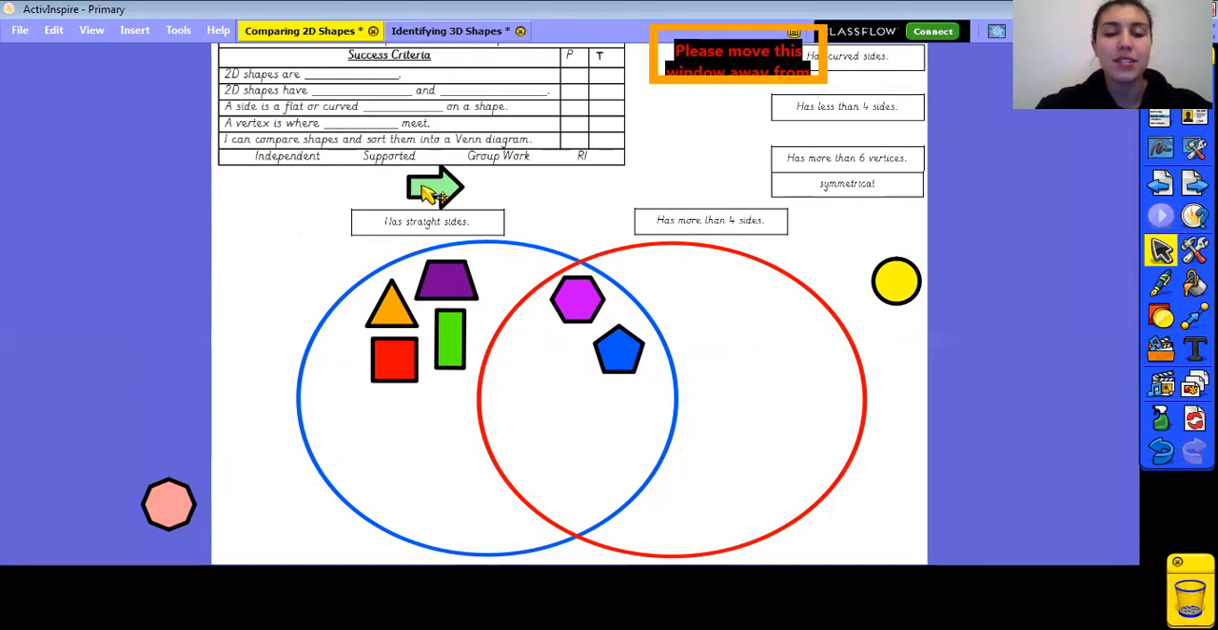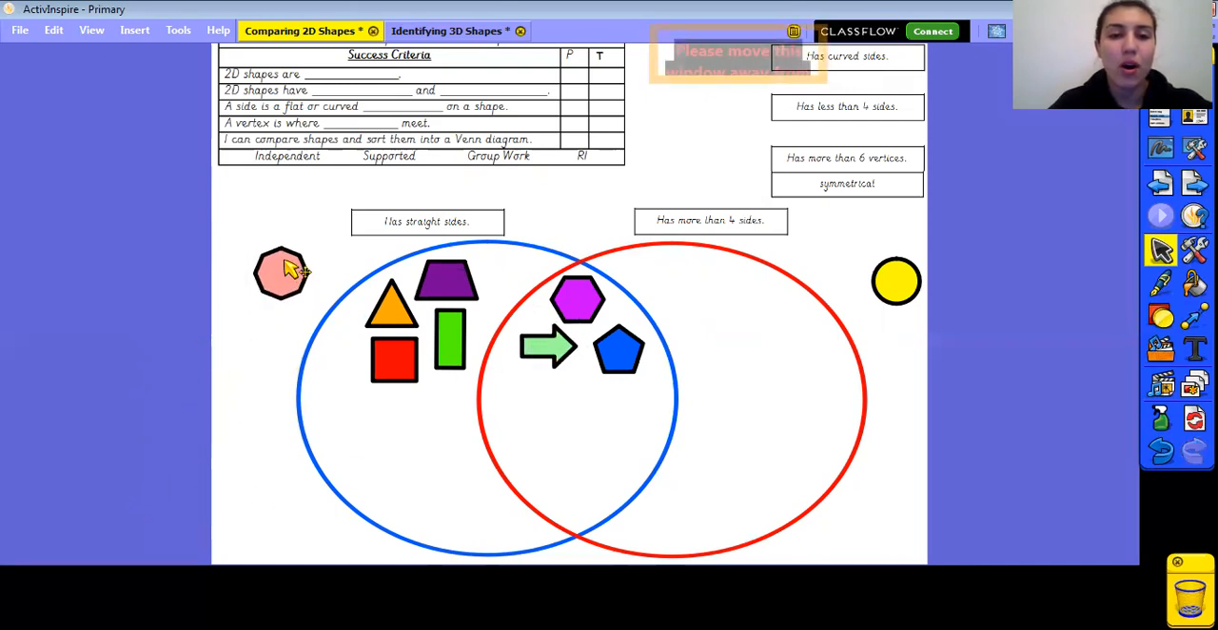So this is our 7-sided shape, our heptagon. Does our heptagon have straight sides? Yes, it does. Does it have more than 4 sides? Well, yes, it does, because 7 is more than 4, isn't it? And this is our octagon. Does our octagon have straight sides? Yes, it does. Does it have more than 4 sides? Well, an octagon has 8 sides, so 8 is more than 4.